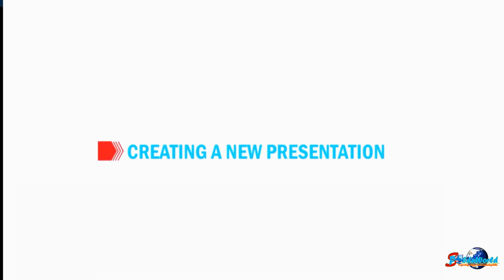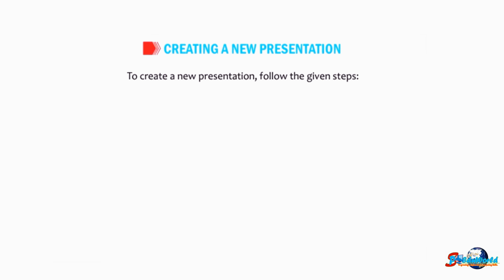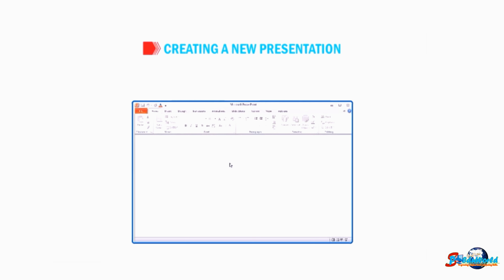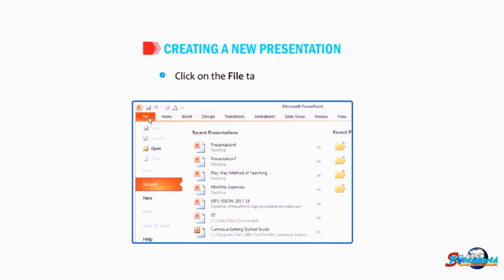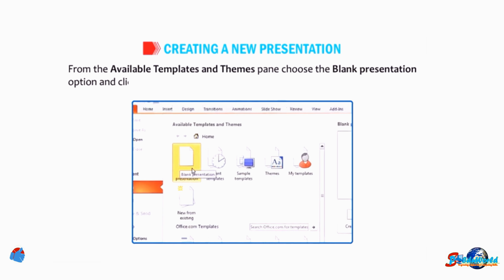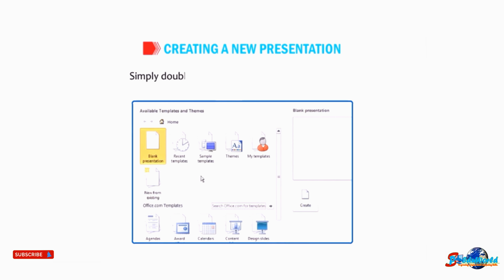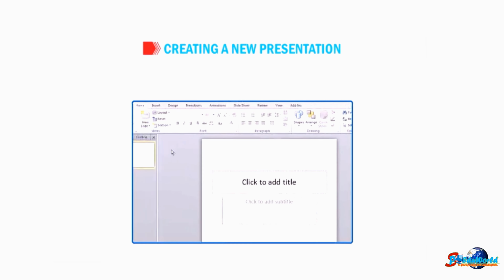Understand the steps of creating a new presentation. To create a new presentation, follow the given steps. Click on the File tab, then go to New option. From the available templates and themes pane, choose the blank presentation option and click on the Create button. Or simply double-click the blank presentation option.